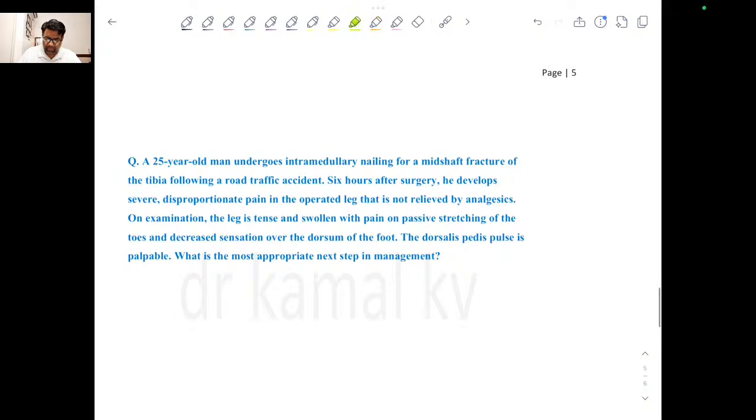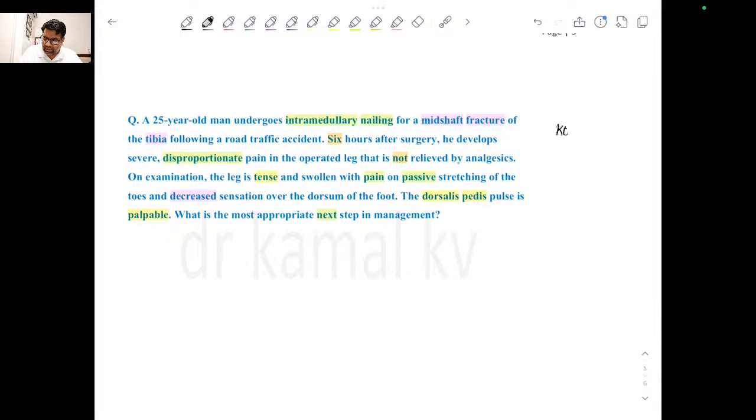Then moving forward, a young male undergoes intramedullary nailing for a mid-shaft fracture of the tibia after a road traffic accident, and 6 hours after the surgery he develops disproportionate pain in the operated leg that is not relieved by analgesics. On examination, the leg is tense and swollen, there is pain on passive stretching of the toes, reduced sensation over the dorsum of the foot, and the dorsalis pedis is palpable. Now what do we need to do in such a case? Let us take the keywords, and I think most of you can get the answer here.